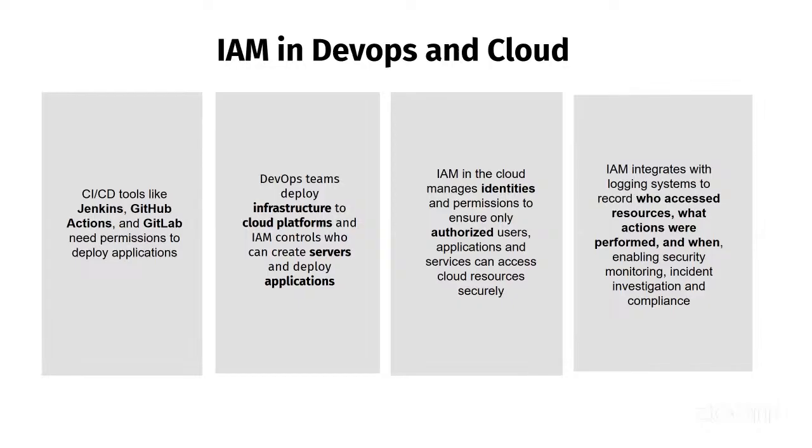So for IAM in DevOps and Cloud, we can see IAM in CI/CD tools like Jenkins, GitHub Actions, and GitLab. These tools need permission to deploy applications, and you can use IAM for that. Then the DevOps team deploys infrastructure to cloud platforms, and IAM controls who can create servers and deploy applications.